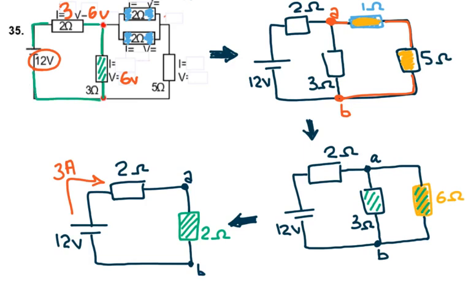So I know the current that went through the 3 ohm resistor, the voltage divided by the resistance, gives me 2 amps, but there were 3 of them leaving the battery. So I have the current right here, 3 amps, and 2 of them went through this route.